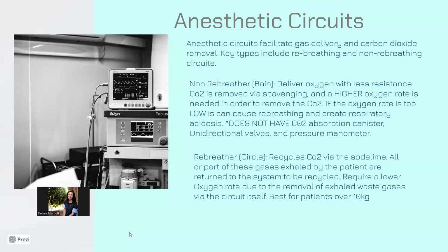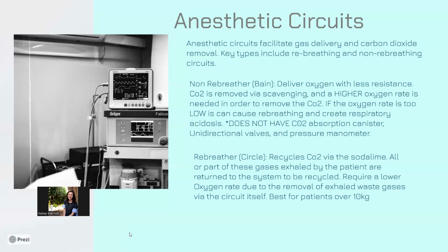When we talk about comparing what the non-rebreather and the rebreather system offer, at clinics you will be disconnecting certain hoses and connecting ports on the machine to create a non-rebreather or a rebreather. When we put together a non-rebreather circuit, we're bypassing the CO2 canister and the unidirectional valves as well as the pressure manometer. When we are using a rebreather, we are definitely using those parts of the anesthesia machine. So you definitely need to know what's included in a non-rebreather and a rebreather.